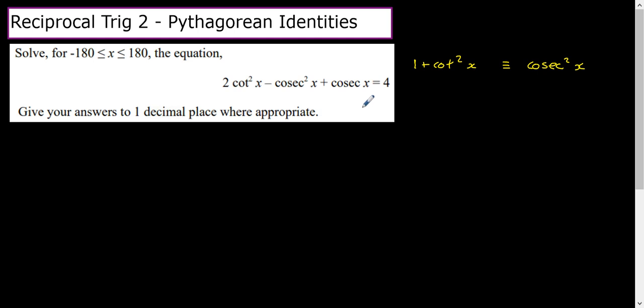What one am I going to swap out and why? Well, then we look at our non-squared term, cosec x. We don't know any identities really, other than the fact that it's 1 over sine, that will allow us to get rid of cosec x and turn it into cot. But we do know one that will turn cot squared into cosec squared. And that will allow us to have an entire equation in terms of cosec.